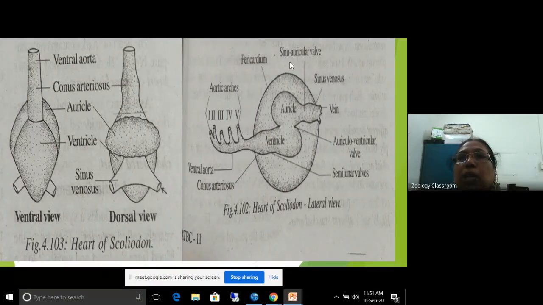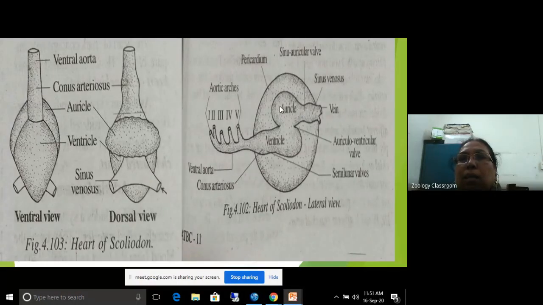So this is the Scoliodon heart, which is covered by the pericardium layer. The outer layer is called the pericardium. Inside it there is pericardial fluid. So this is the lateral view showing the S-shaped structure. In that, this is the sinus venosus. The sinus venosus opens into the auricle, and a valve is also present, called the sino-auricular valve.